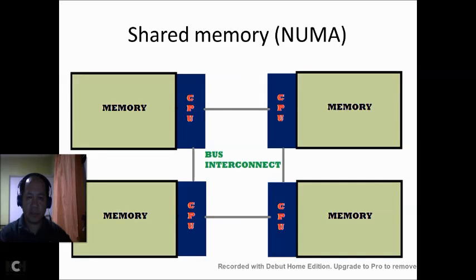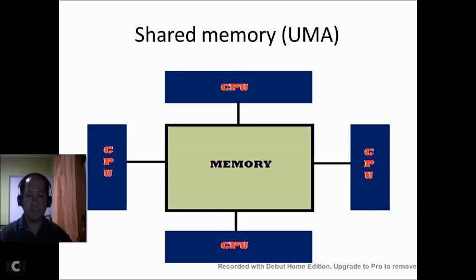Shared memory, or NUMA, which is non-uniform memory access. In this type of architecture, not all processors have equal access time to all memory. It shares a single address space that is visible to all CPUs. A global memory is also distributed to all CPUs. It is called non-uniform memory access because once a CPU tries to access the memory on another CPU, the time is not equal or not uniform.